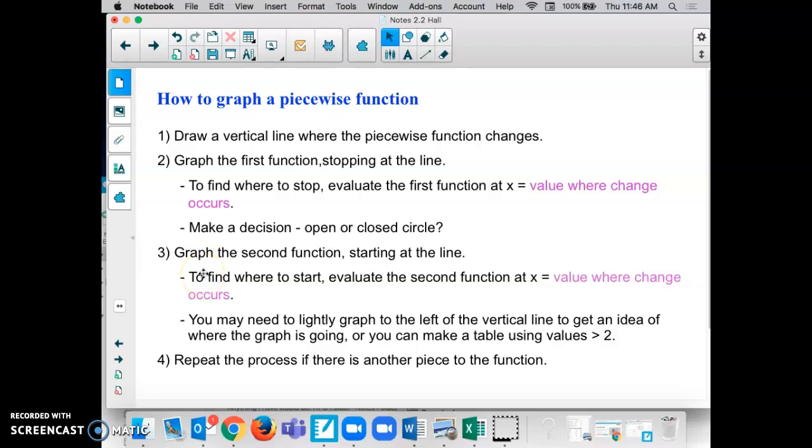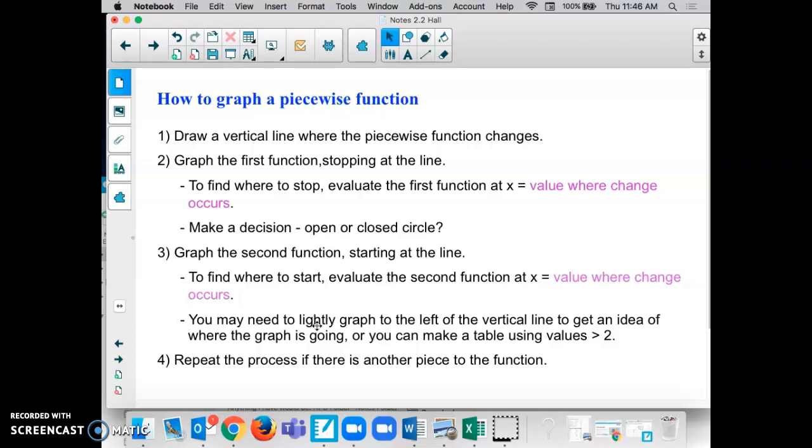3, graph the second function. Starting at the line, to find out where to start, evaluate the second function at that x value, where the change may occur. And you might need to lightly graph to the left of the vertical line to get an idea where the graph is going. Or you can make a table using values greater than 2.